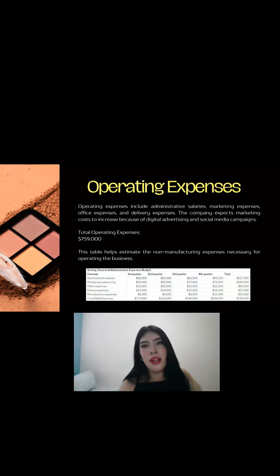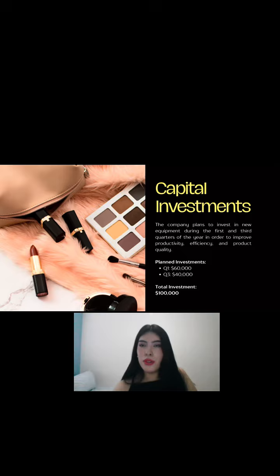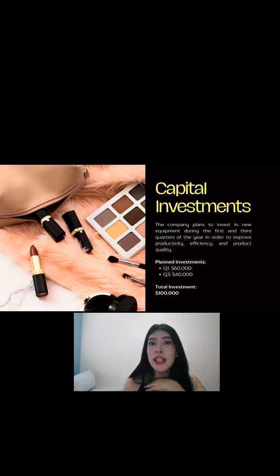Then we developed the selling, general, and administrative expenses budget. This budget includes the administrative salaries, the marketing, the office expenses, the delivery expenses, and the miscellaneous expenses. The marketing expenses increased from the first quarter to the fourth quarter because the company plans to invest more in digital advertising and social media campaigns to increase the sales. After adding all the expenses, the total operating expenses were $759,000. This budget helps both to manage company costs and support the daily business activity outside the production.